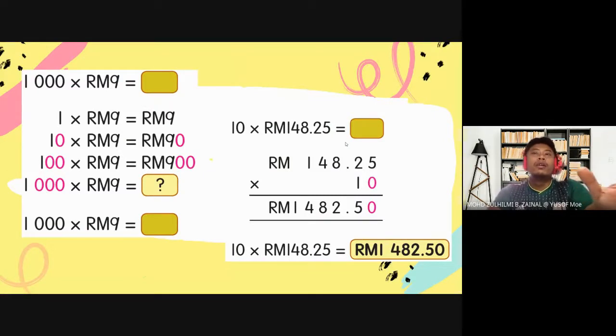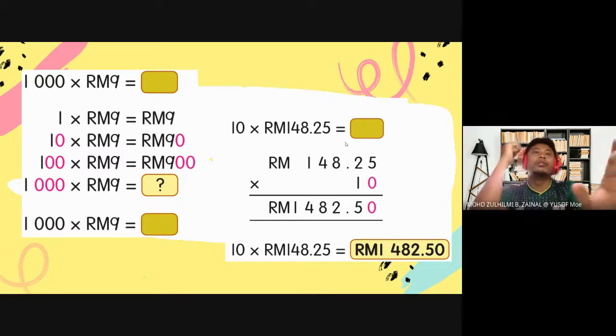As for the next example, 1,000 times RM9. 9 ringgit times 1,000. Remember, 1 times 9 is 9. 10 times 9 is 90. 100 times 9 is 900. 1,000 means 9,000. Simply like that. 9 ringgit times 1,000 is 9,000.